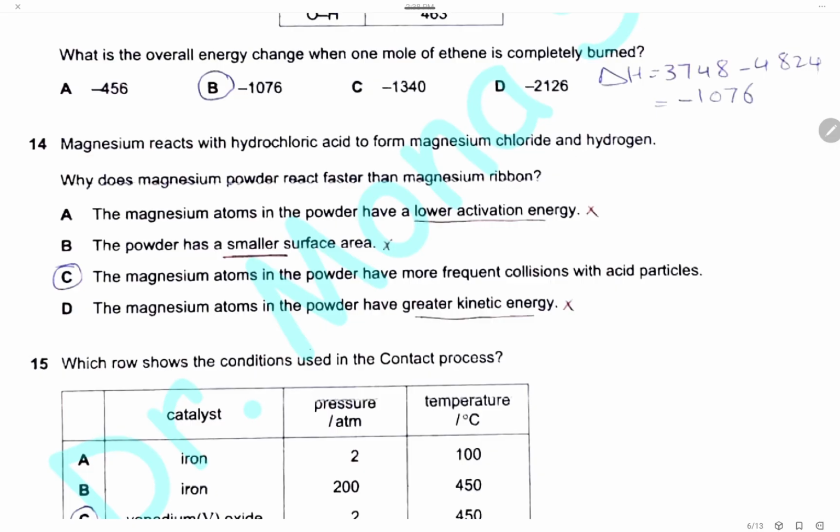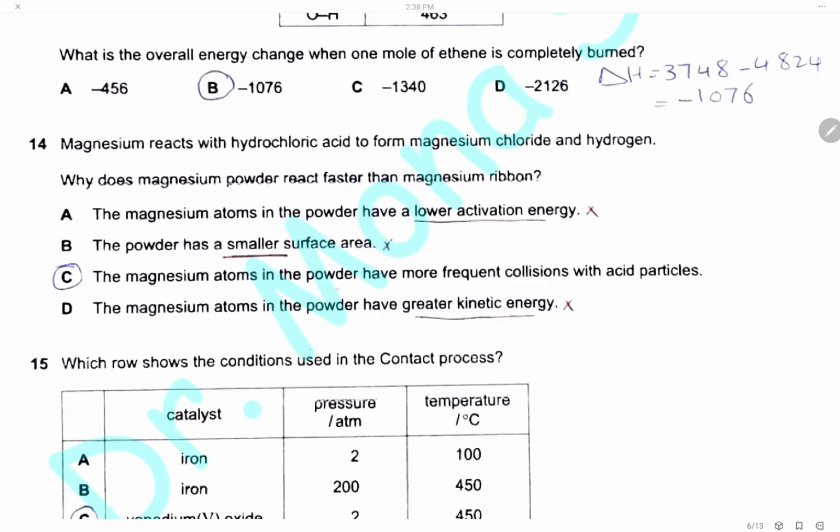Question 14. Magnesium reacts with hydrochloric acid to form magnesium chloride and hydrogen. Why does magnesium powder react faster than magnesium ribbon? The magnesium atoms in the powder have lower activation energy. This is wrong. And the powder has a smaller surface area. Of course, this is wrong because the powder has a larger surface area.